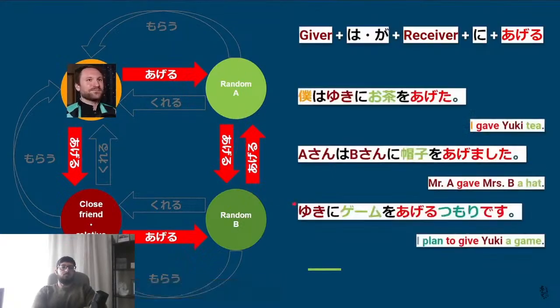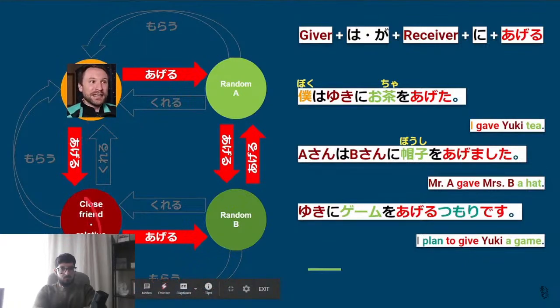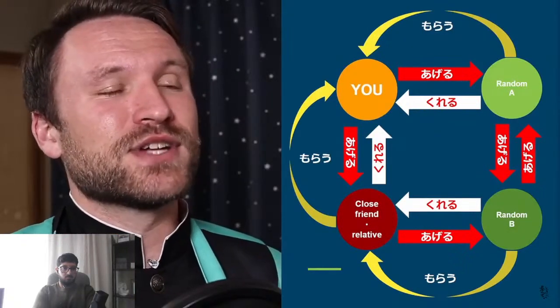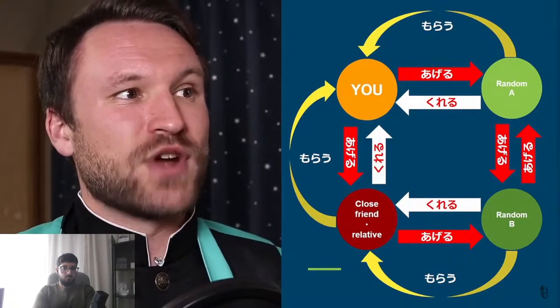All right. Moving on to some example sentences using this. We've got boku wa yuki ni ocha wo ageta. So this is Yuki over here. Boku wa yuki ni ocha, right here. Ocha wo ageta. I gave her tea. I gave Yuki tea. So we need ageru there, right? Ageru is conjugated like an ichidan verb. So you just drop the ru and add ta.